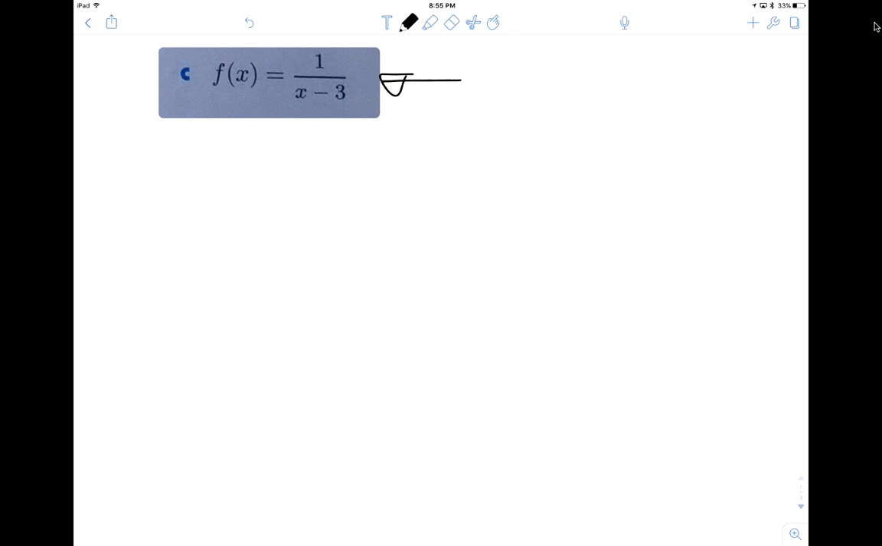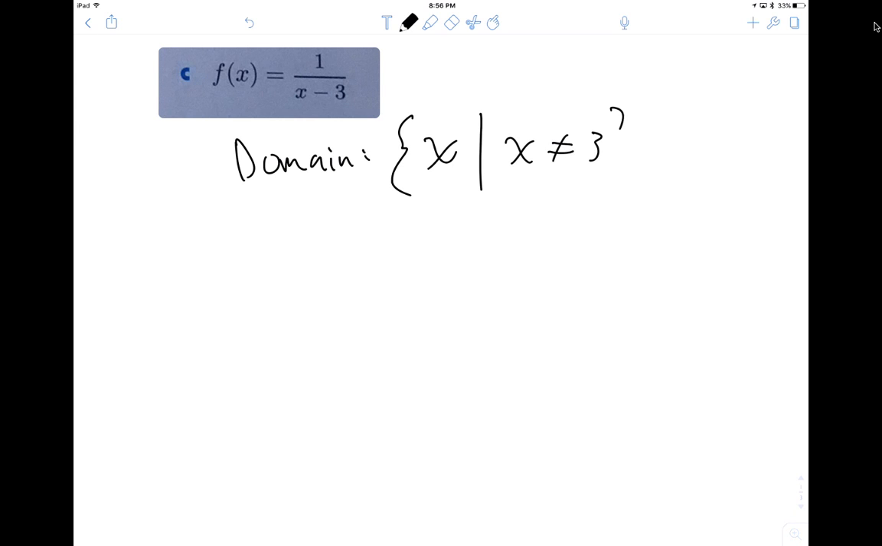No square root here, so we're not dealing with negative square roots, we're dealing with denominators that are 0. You can't divide by 0 and have a real number. So what value of x yields us a 0? And it's 3. If x is 3, 3 minus 3 is 0, and 1 over 0 is an imaginary, non-real number. So we write out our domain is x, for all values of x, such that x is not equal to 3.